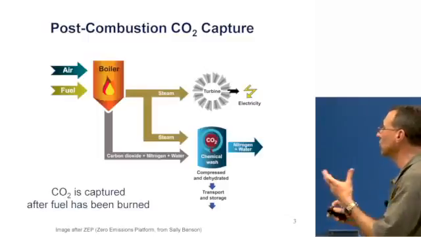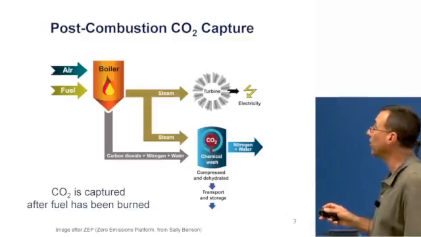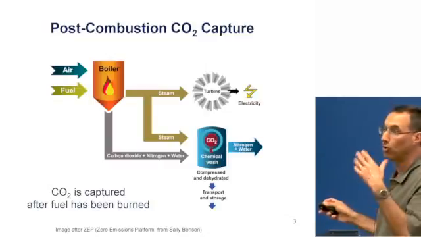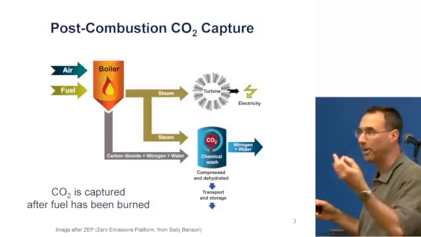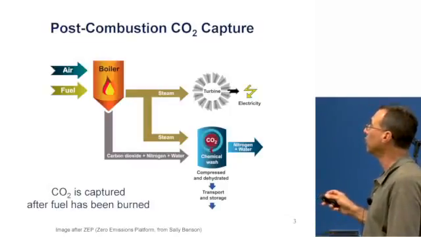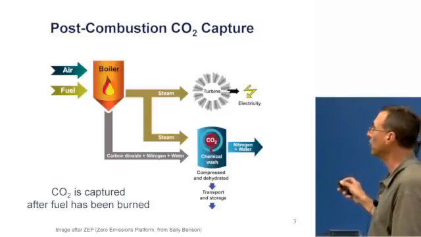So if we look at it schematically, this is more or less what I just said. We've got air plus fuel. We can think of it as coal, but it could also be natural gas. We're burning a carbon-based fossil fuel here. There's the boiler. We generate steam. It turns a turbine and provides electricity.